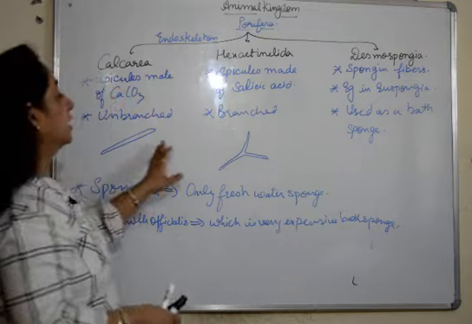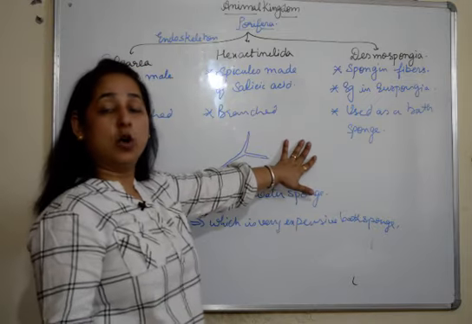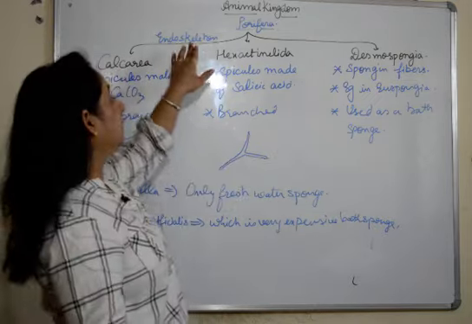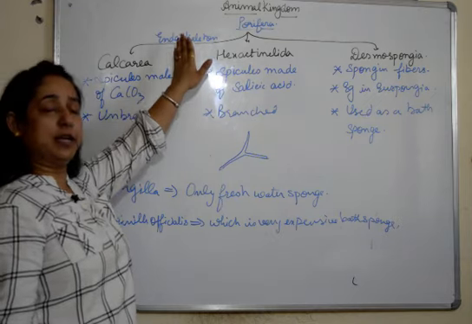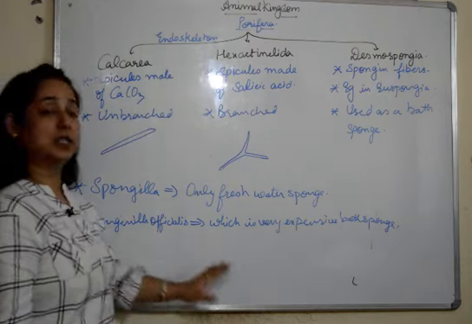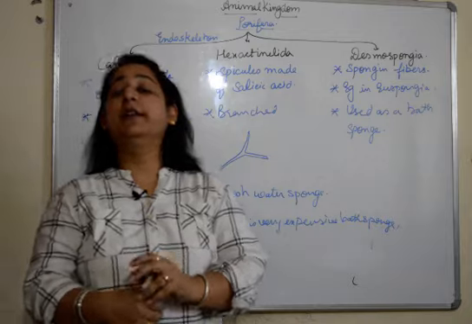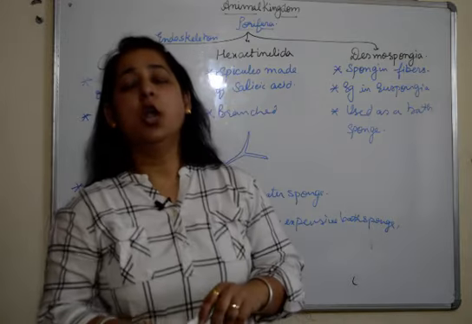So herein we have discussed the characteristic division or classification of sponges on the basis of the skeleton present, and we have discussed the important sponges. From our next video we'll start with coelenterates or cnidarians.